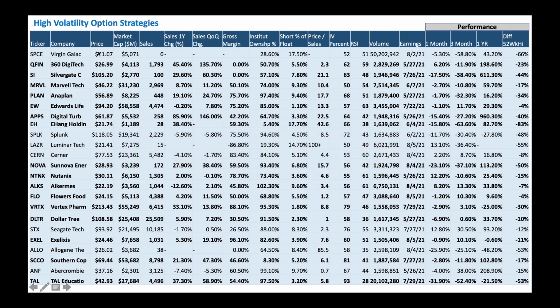So next is QFIN, 360 DigiTech. As you see here, QFIN is a $26 stock, a Chinese-based fintech play, and they've got a nice IV percentile of 62, high enough for us. The only caveat is earnings is coming around the corner, 5/27, and the stock has been doing well in one month. They are 23% off of the 52-week high. So for a setup like this, what you can do is really look at the chart and see how this stock has done in the past during earnings. That will give you some idea, and then we can devise our strategy and go from there.